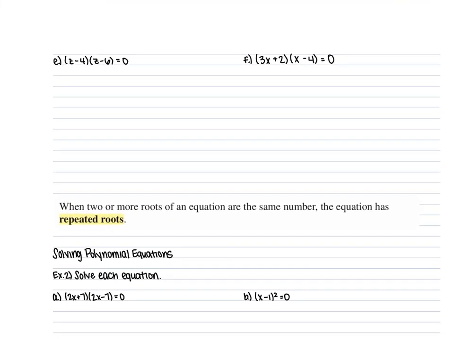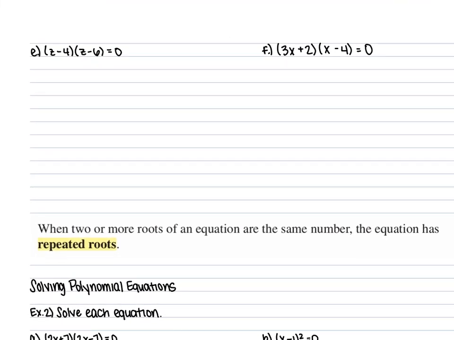For example E, we're given z minus 4 times z minus 6 is equal to 0. So we're going to set that z minus 4 equal to 0, as well as that z minus 6 is equal to 0. For z minus 4 is equal to 0, we just add the 4 to each side, and we get that z is equal to 4. For z minus 6 is equal to 0, we add the 6 to both sides, and we get that z is equal to 6.